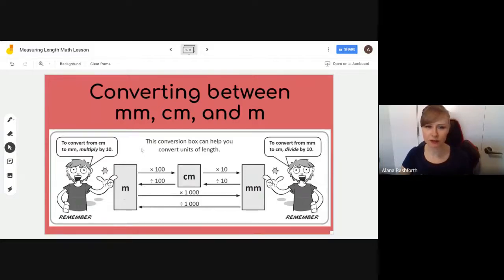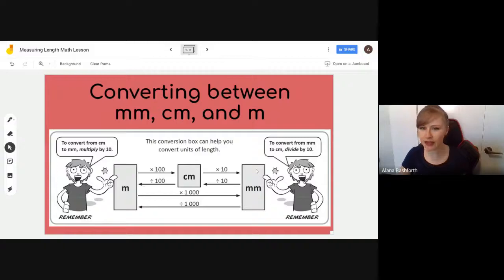But basically, find where you're starting. So if you're starting at meters and you're going to centimeters, then find meters and then find the arrow that leads to centimeters and see what you need to do. This one means times 100. If you're going centimeters to millimeters, times by 10. So when you're going to the smaller measurements, your number is going to get bigger.